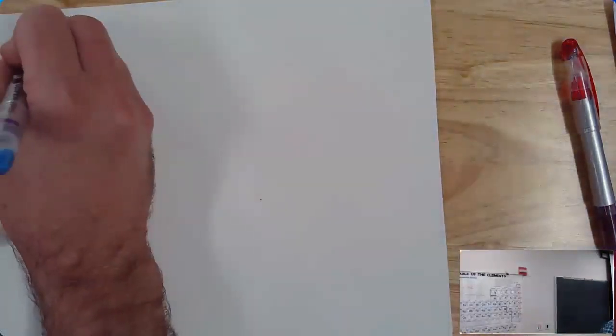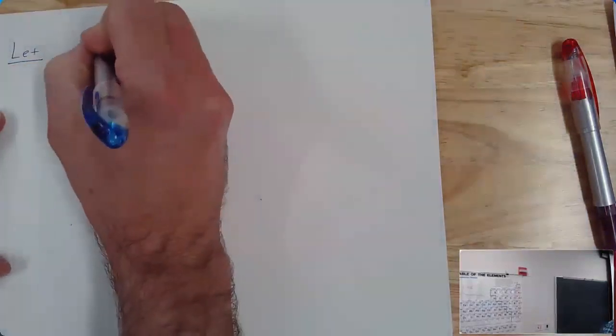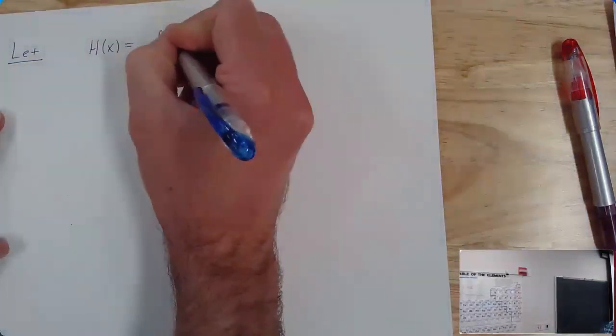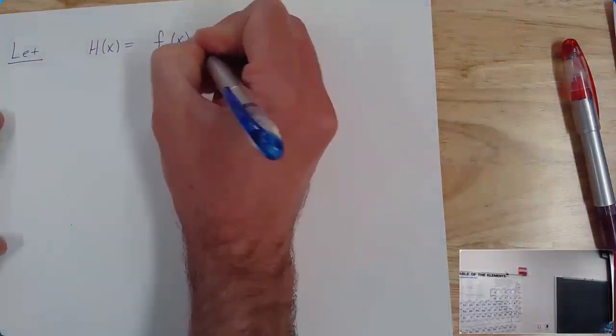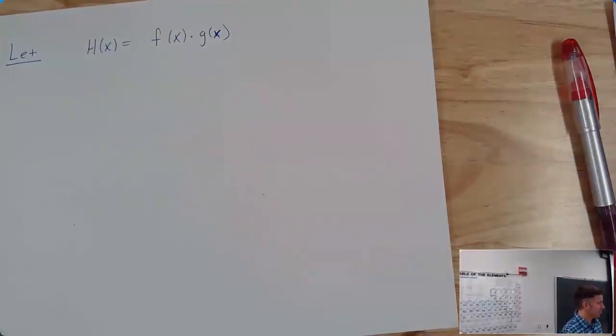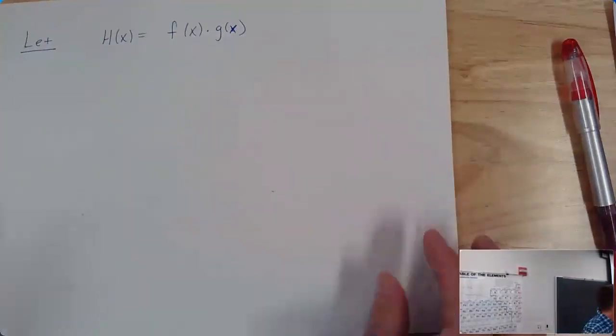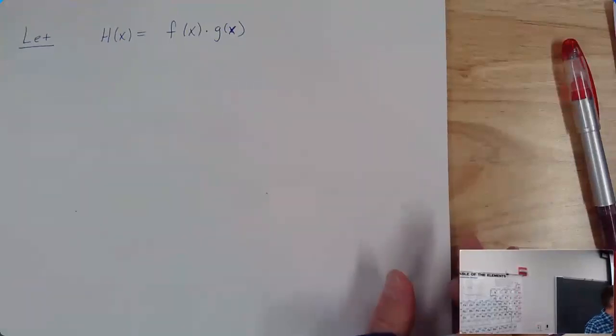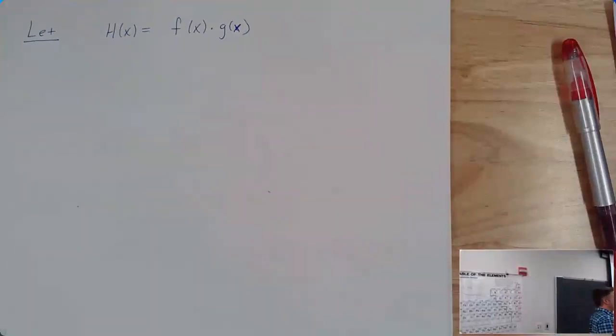All right, let's see here. So let's actually look at this. We're going to let capital H of x equal the product of f of x and g of x, and we're going to find H prime of x. We're going to find the derivative. So we're going to prove the product rule right now because it's worth proving. It's good to see that it actually works and it's not just some magical formula.